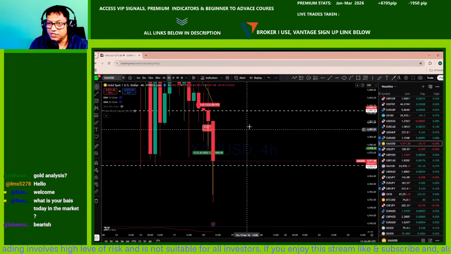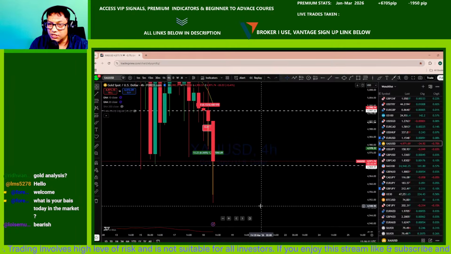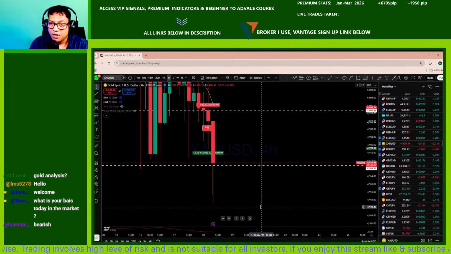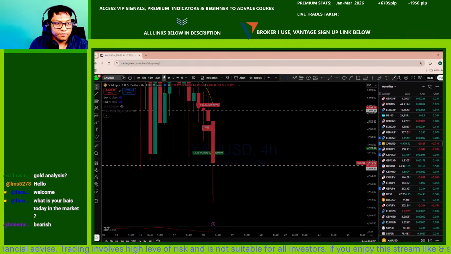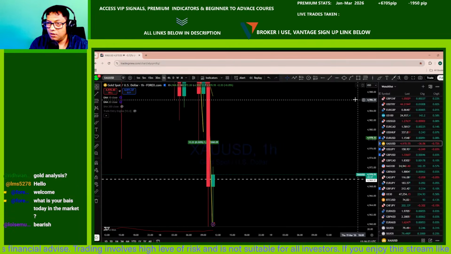On the 4 hour, you can see that after this candle closed, the market entirely dropped back below, and this is a new lower low. Bearish. Awesome. Anyone bearish?